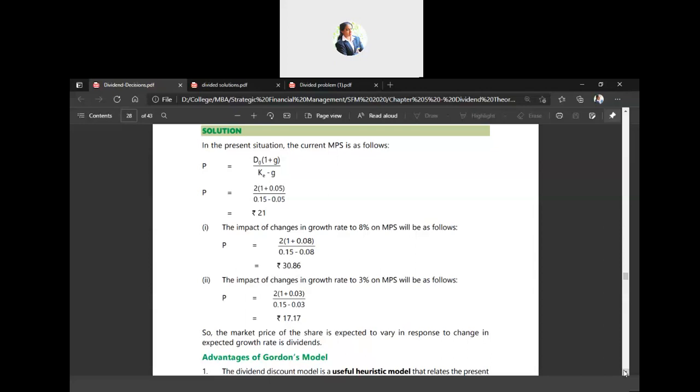So, from this we can make out that the share price will always vary according to the change in the expected growth rate in the dividends. That is to say, whenever the shareholders expect that there shall be an increase or growth in the dividend rate, then the market value of such shares shall always increase. Whenever the shareholders anticipate that there shall be a decrease in the amount of dividend that is going to be paid by the company, the market value of such shares starts decreasing.